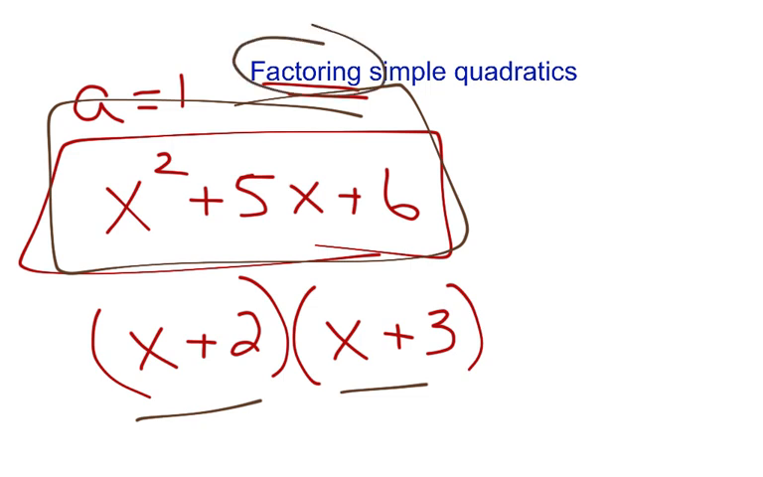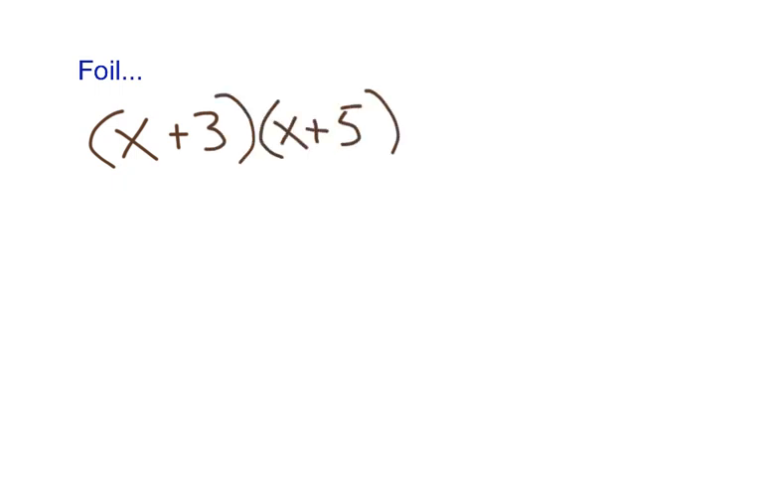So that's what we're doing in this video. Again, factoring is undoing the FOILing. We're going to do this process for a equals 1, meaning the leading coefficient is 1. So these are the easy or simple quadratics. First, let's look at a FOIL: x plus 3, x plus 5. We're going to do the FOIL, and then we're going to go backwards.